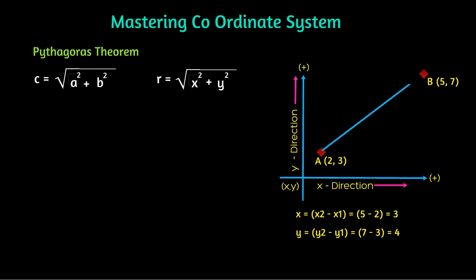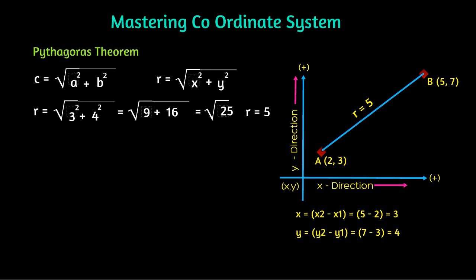Now the distance between point A and B equals square root of 3 squared plus 4 squared. That is square root of 9 plus 16. That is square root of 25. That is 5. Means the polar distance between point A and B is 5.